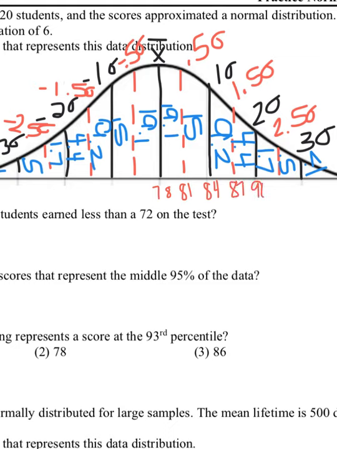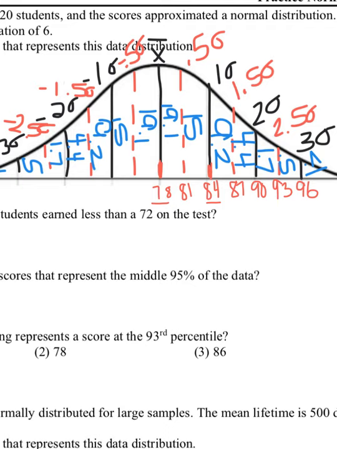Plus 3, plus 3, plus 3. Okay, so this makes sense because if you go from the mean right here to 1 standard deviation, again, the standard deviation is 6. So to go from the mean to positive 1 standard deviation, 78 add 6 and you get 84. Okay, then do the same thing.